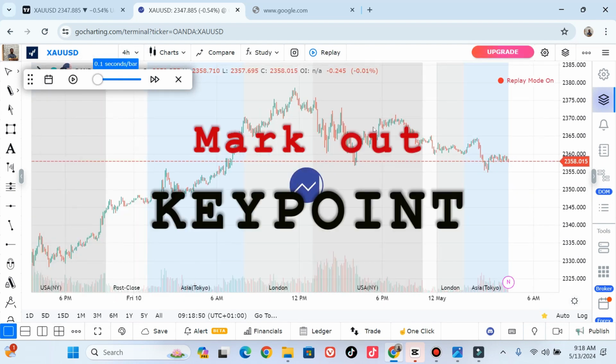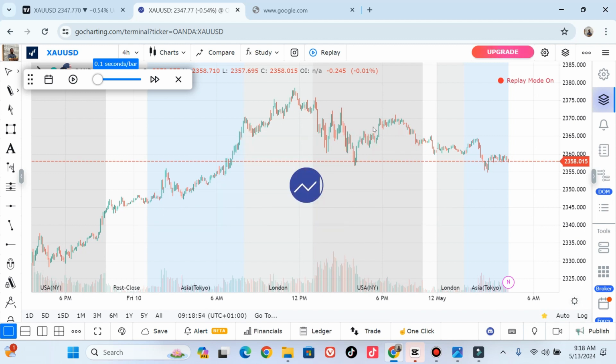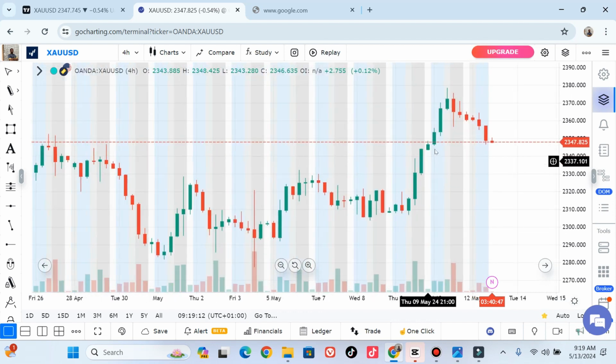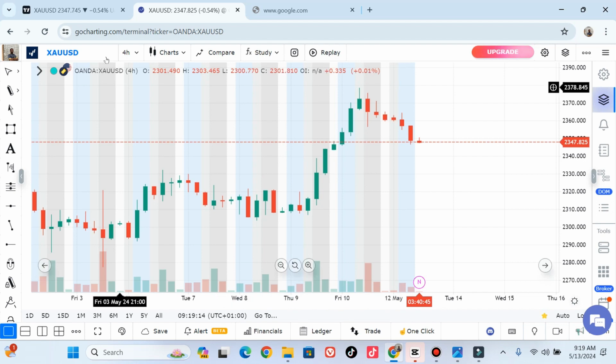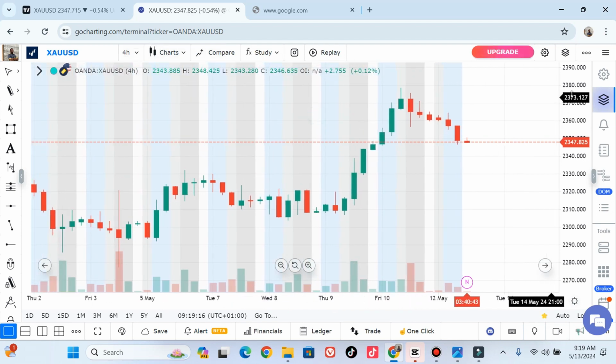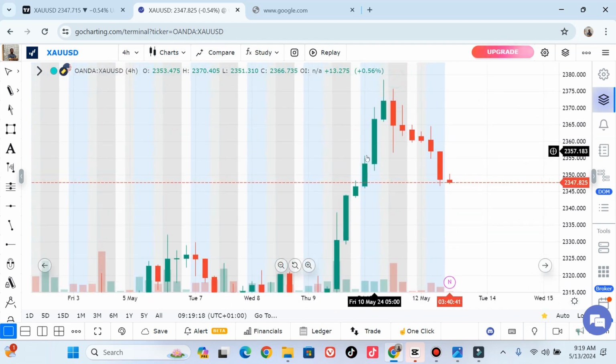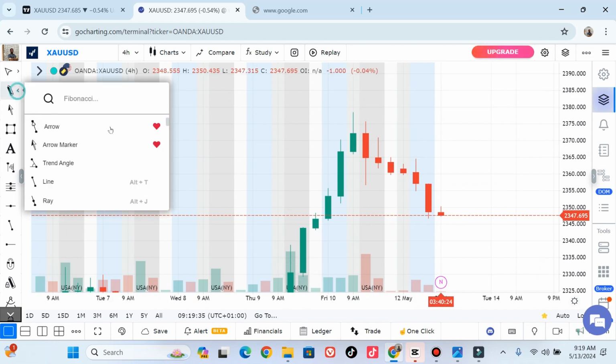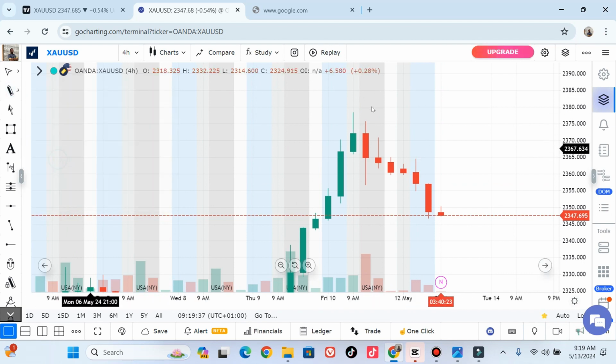If you have been following my videos, I've talked much about marking out key points, and that's logically the liquidity of the previous day. So I went ahead and took out the liquidity of the previous day on the 4-hour time frame, which was on Friday. I went ahead to mark out the liquidity at the top.